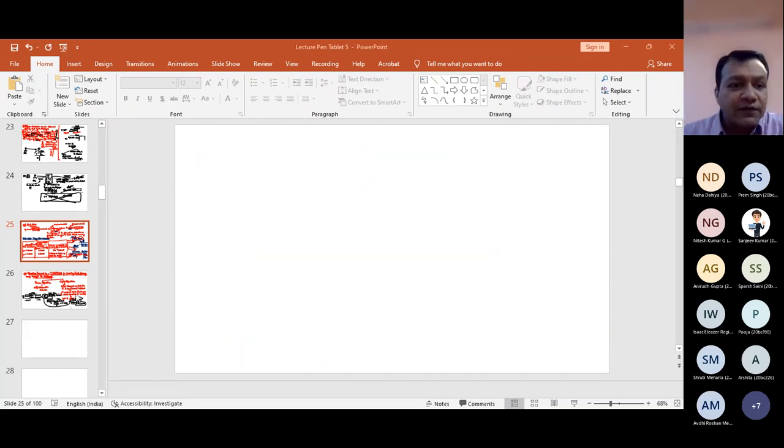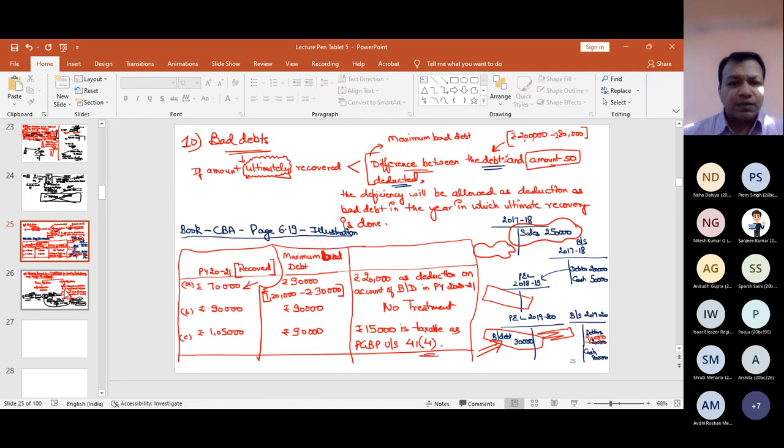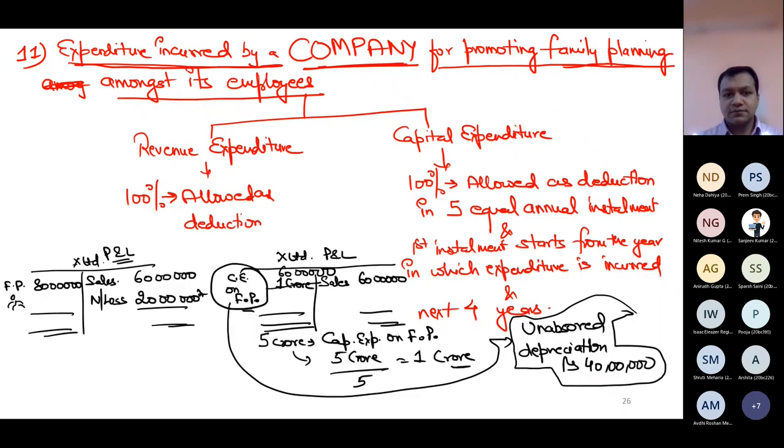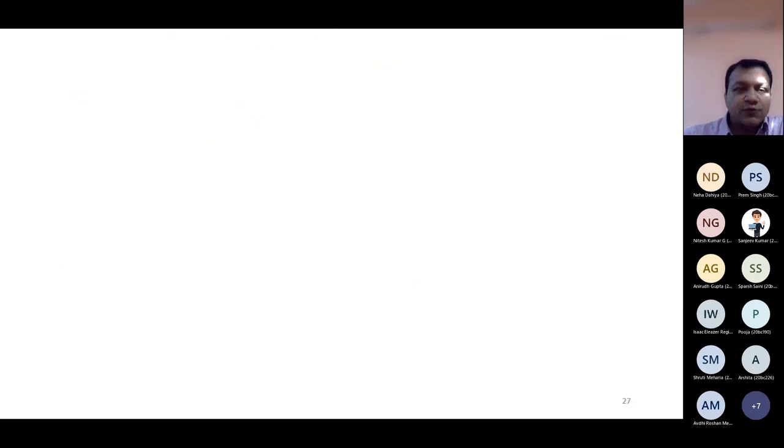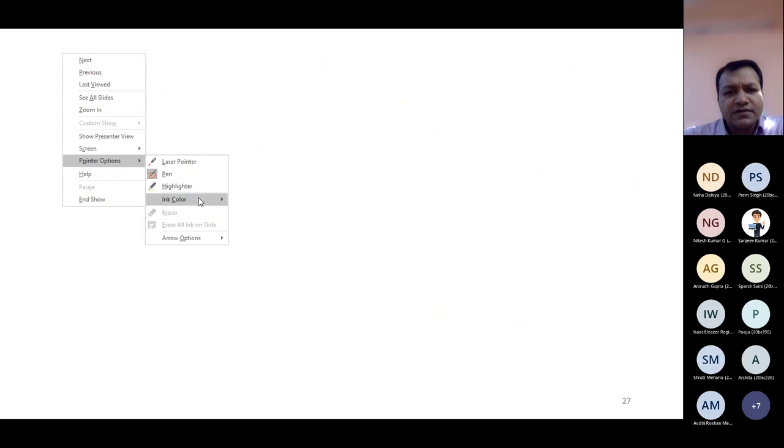Anyhow, so the 10th point was bad debt. We are still at section 36, and my bad debt is over, and we are on the verge of completion of section 36. The 11th point we have discussed, and the 12th point. So 2 points I'm giving for self-study. Read the act.